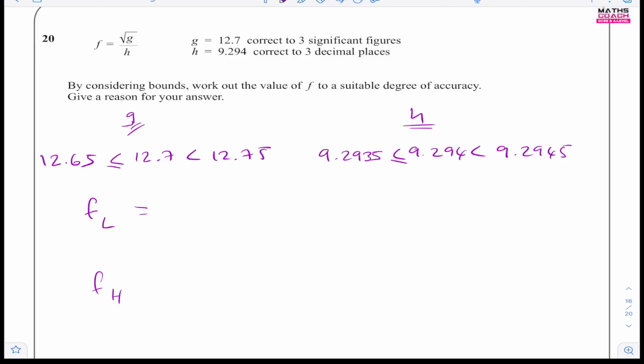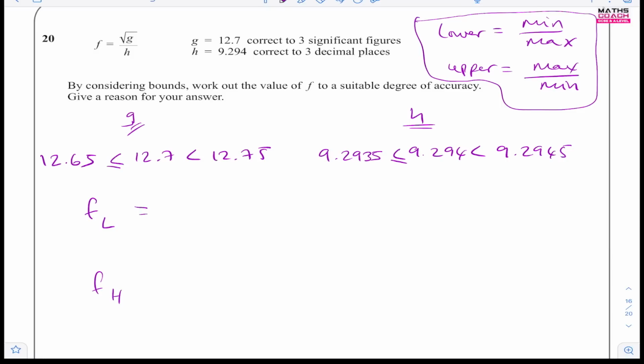So for the lower bound, we are going to do the square root of the maximum divided by the minimum. Now, just a quick reminder, like I said, I do have a lesson on this on my channel, but as a reminder for this particular question, when you want to find the lower for a fraction, you do minimum divided by the maximum, and when you want to find the upper value for a fraction, you do maximum divided by the minimum. So let's go ahead and just box that up.